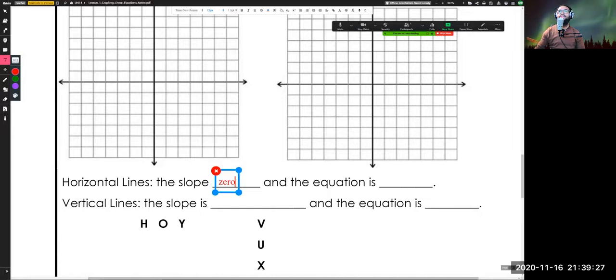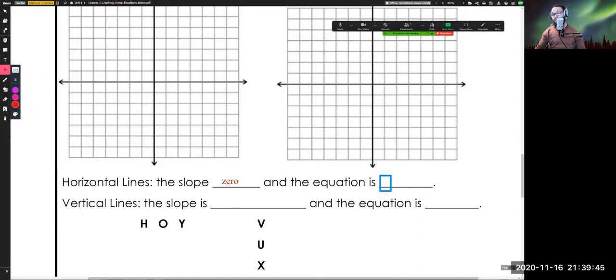So horizontal lines have a slope of 0, and the equation of a horizontal line is going to be y equals whatever that number is. So y equals some kind of number. It could be 6, it could be 8, it could be 2. I don't like the way that looks. I'm going to put that in the equation editor. Y equals a number. That's going to be the equation of a horizontal line with a slope of 0.